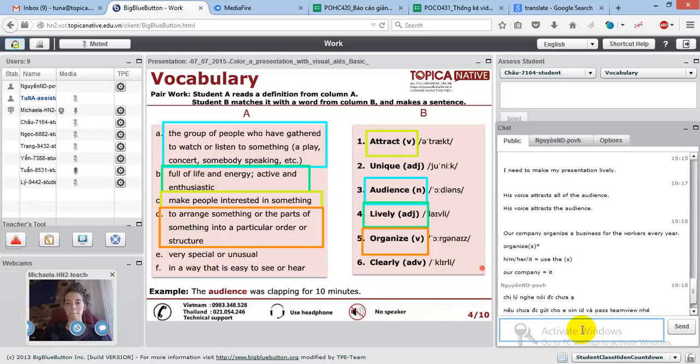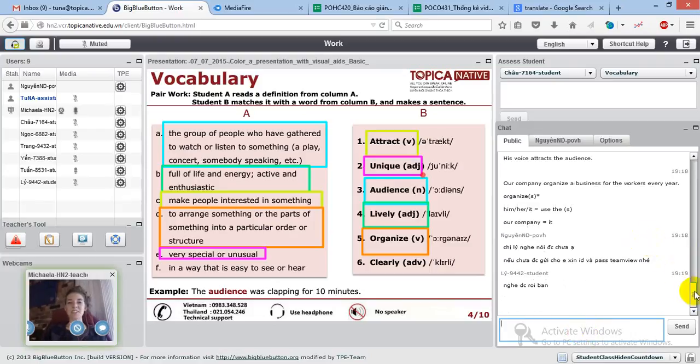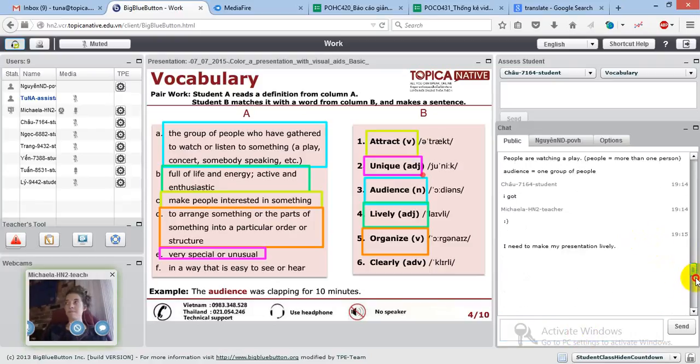Yes, something is very special or unusual. I think number 2, unique. Yeah, be careful with this. Just unique, no E, just unique. Unique. Wonderful. And can you use unique in a sentence for us?